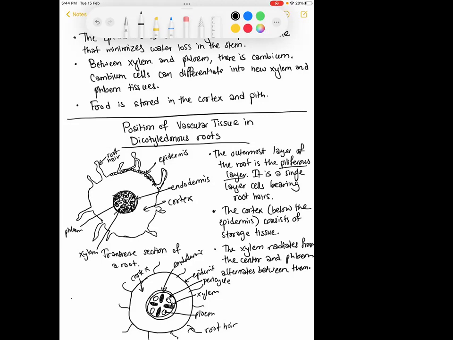Trying to find a good picture. But all of them either show too many features or too few features. Yeah, if you just Google dicotyledonous root cross section, you'll be able to see multiple pictures. I'm going to show you here.